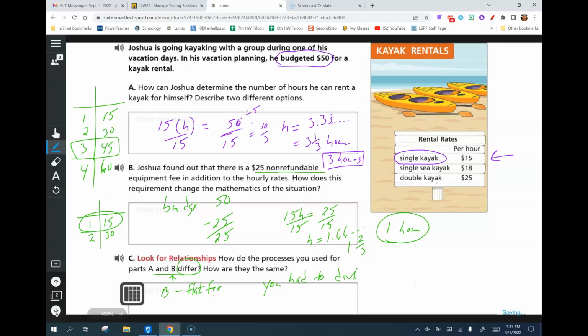Okay. And another similarity is that we had to go back to how many hours. So I couldn't do 3 1/3, so it was 3 hours, and it was 1 hour. Even though it's 1 2/3, you still had to go back to a whole hour. Good.